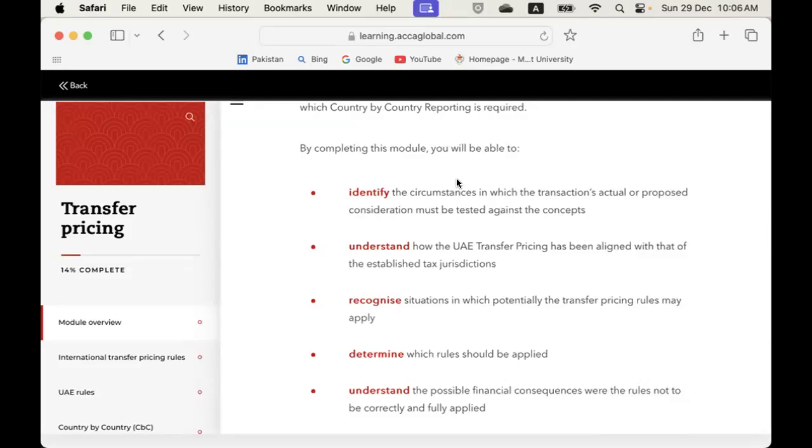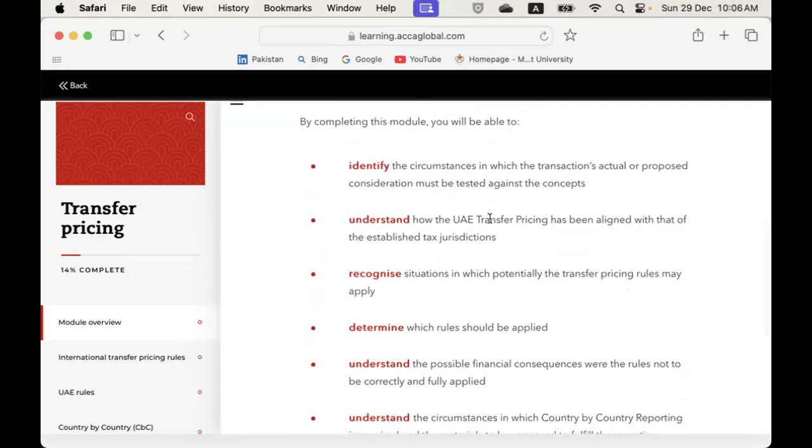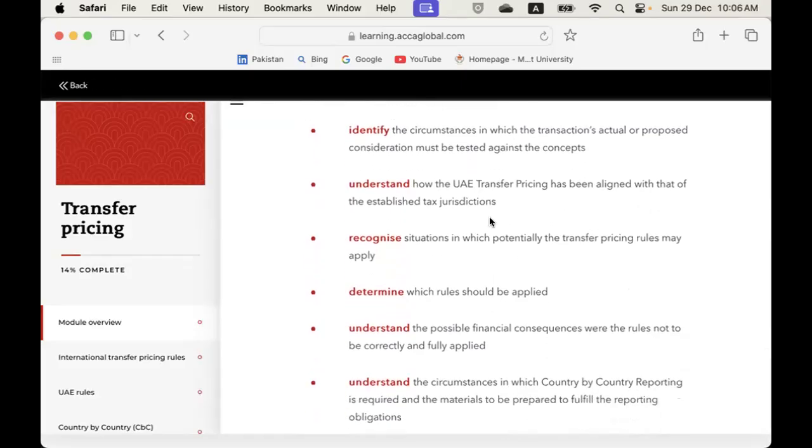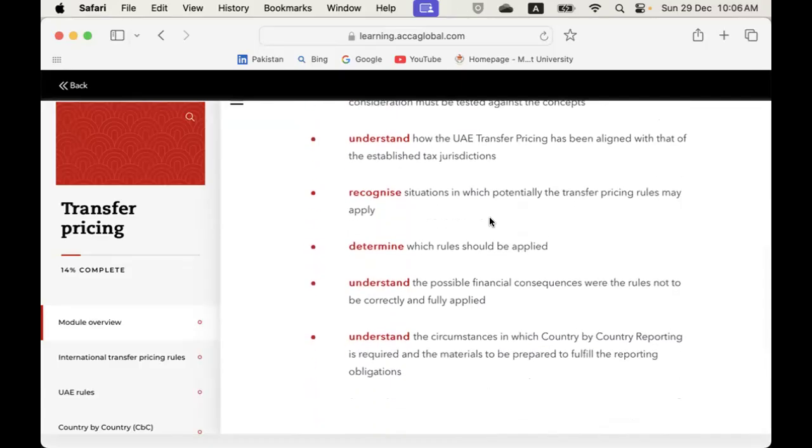Okay. So we'll be able to identify the circumstances in which transactions, actual or proposed, must be tested against the concepts. We'll be able to understand how the UAE transfer pricing has been aligned, the various regulations that have been issued. We'll be able to recognize situations in which rules could apply for transfer pricing, and what rules to apply. We'll also understand the financial consequences of the rules, and lastly, understand the circumstances in which CBCR, country by country reporting, is required, and naturally how we prepare that report.